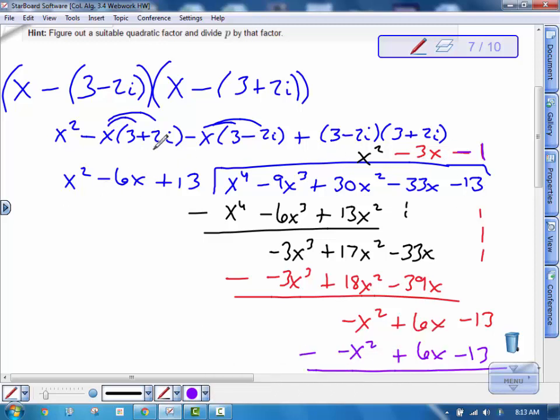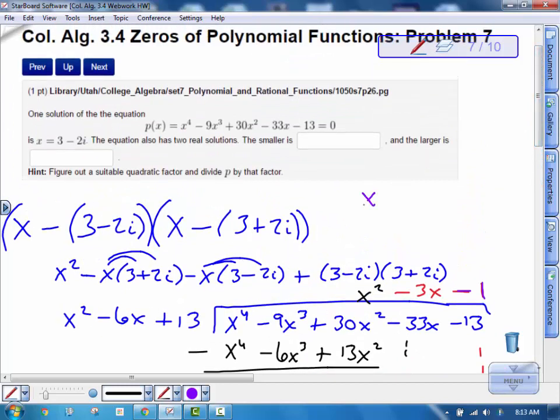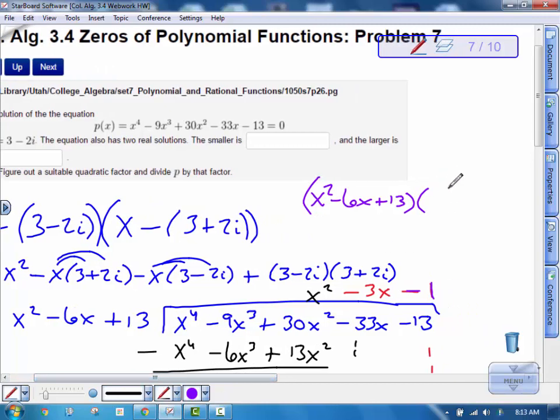I can write out what the polynomial is now. I know it's this factor, which is what I got when I FOILed up the two complex zeros, x squared minus 6x plus 13, times this other quadratic that I got when I divided the polynomial. So that would be x squared minus 3x minus 1. So there is the fourth degree polynomial factored into two quadratics.